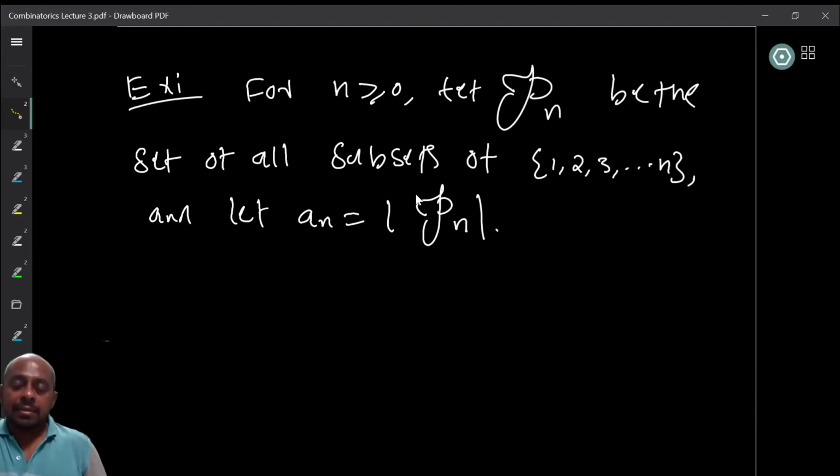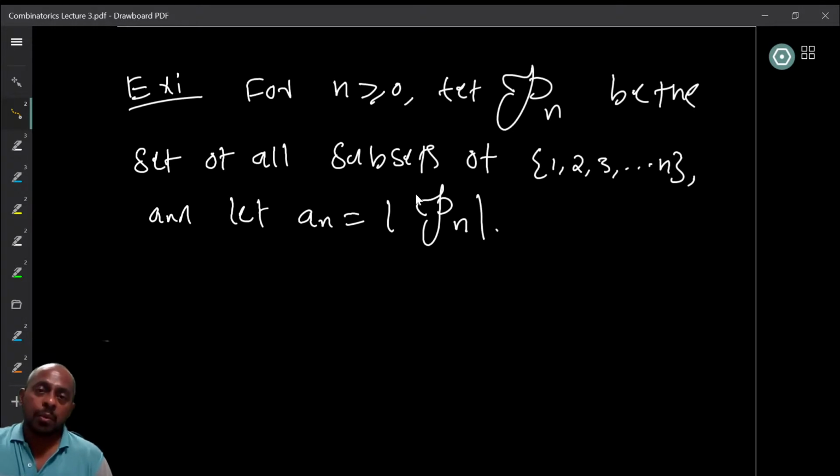So let us look at an example. For n greater than or equal to 0, let's define P subscript n to be the set of all subsets of the set 1 to n, and let us define a_n to be the cardinality of P_n.